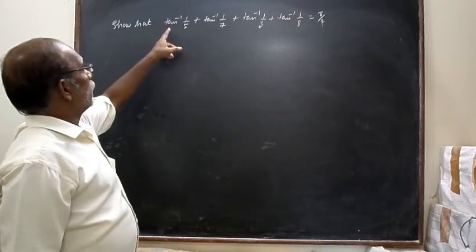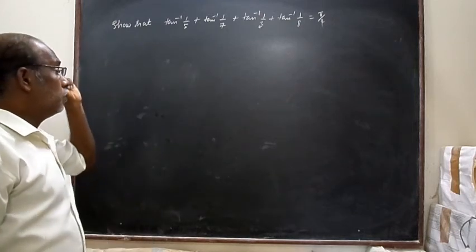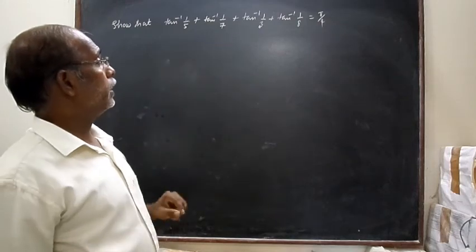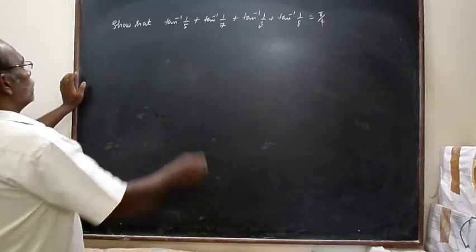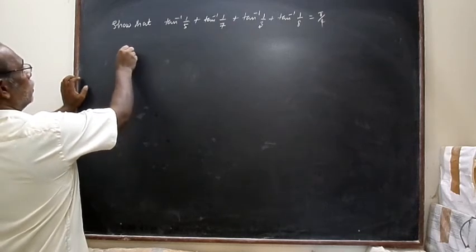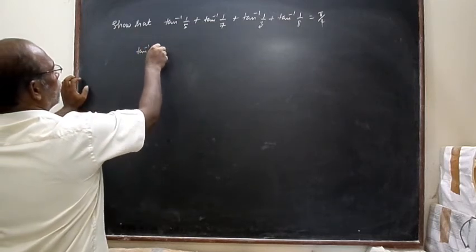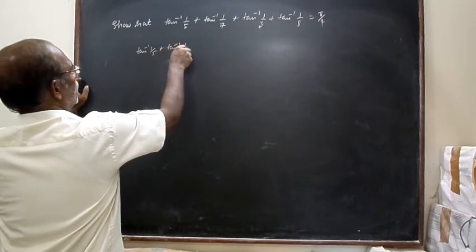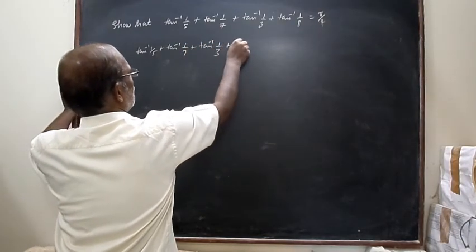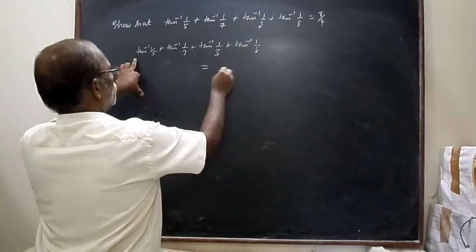Show that tan inverse 1/5 plus tan inverse 1/7 plus tan inverse 1/3 plus tan inverse 1/8, the total should be pi by 4. So to prove the result, we will rearrange. So tan inverse 1/5 plus tan inverse 1/7 plus tan inverse 1/3 plus tan inverse 1/8 is grouped into two groups.